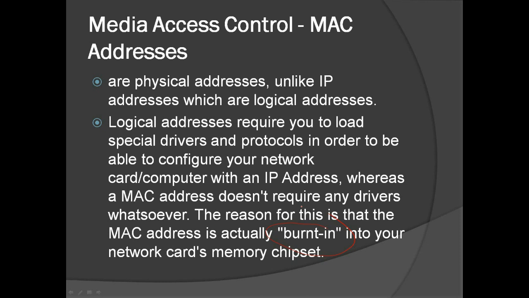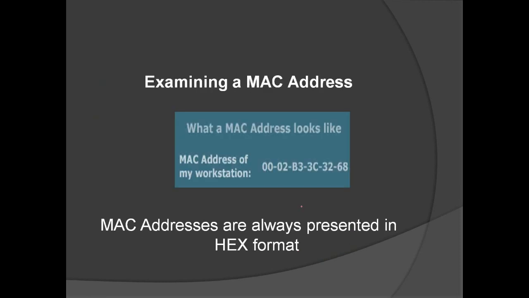You cannot change the MAC address of a particular device, whether it's a network interface card, a switch, or a router. Those all have media access control, or MAC, addresses. So examining a MAC address: how does a MAC address look? Basically, it looks like this, 6 pairs of hexadecimal. It's an example. MAC addresses are always presented in hexadecimal format, or 6 pairs of hexadecimal numbers.